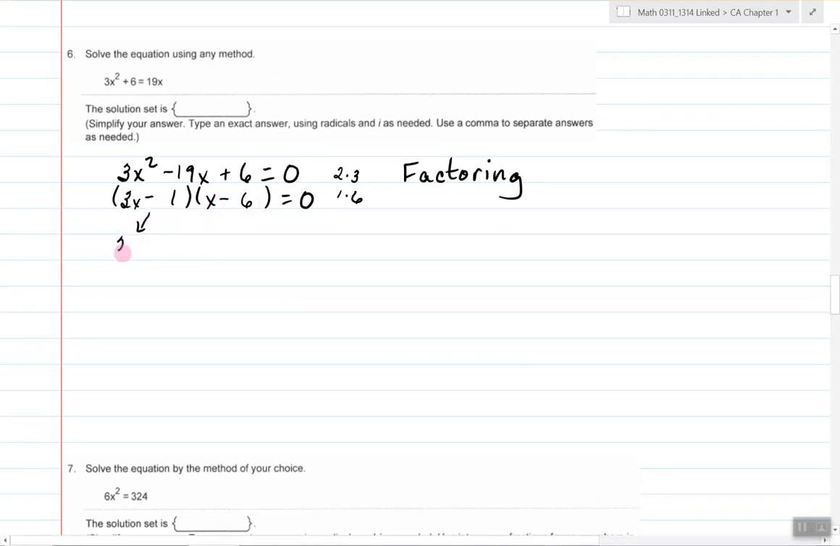So here we go. So 3x minus 1 equals 0, or x minus 6 equals 0. That means 3x is 1. Divide by 3, x is 1/3, or x is 6. Any quadratic that is factorable could pretty easily be done by the quadratic formula.